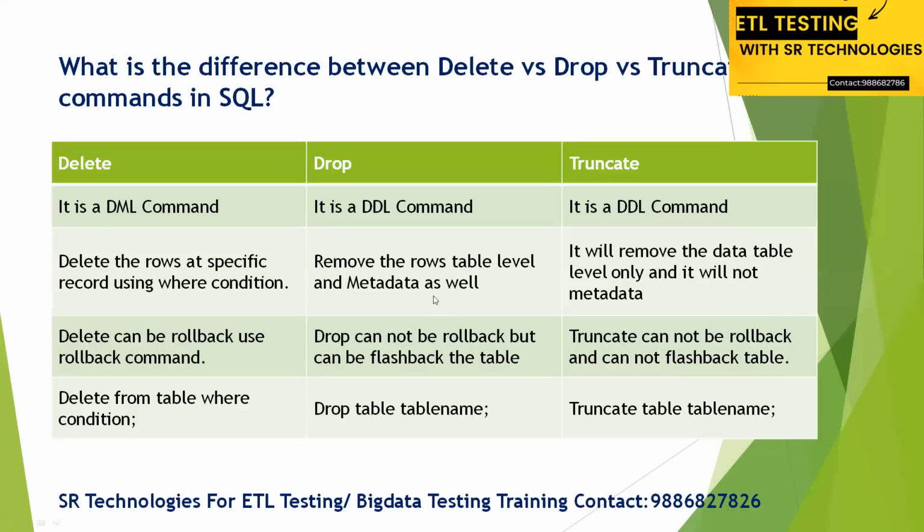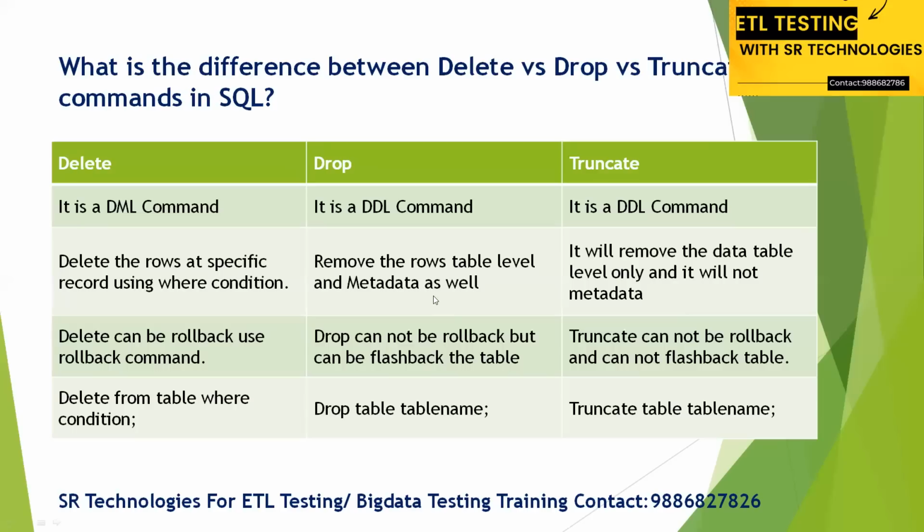Delete can be rolled back using the rollback command, because when we are dealing with delete DML operations, we have the options rollback, savepoint, and commit. Because of that, we can go ahead and roll back, or using savepoint and rollback, you can roll back the operation. But drop cannot be rolled back, but the table can be flashed back.